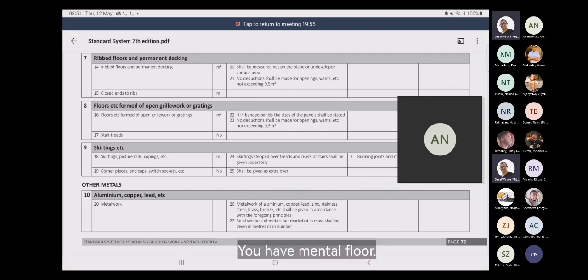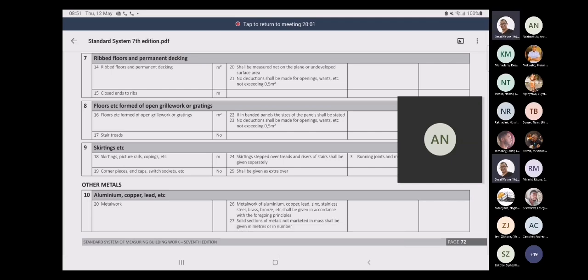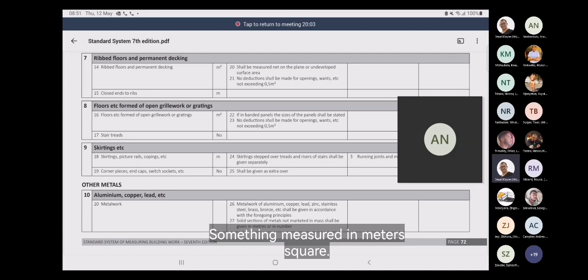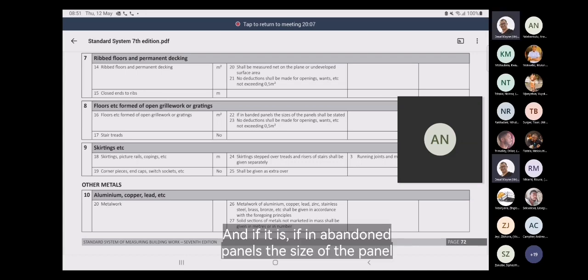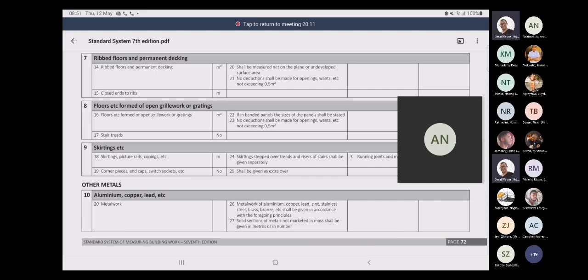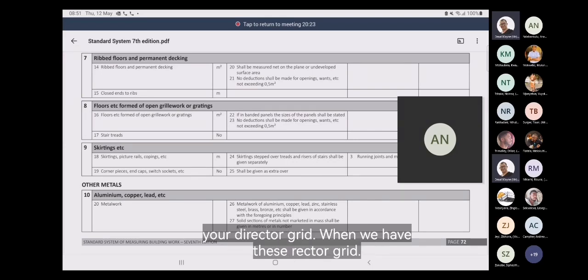You have metal floors that are formed of open grillwork or gratings, shall be measured in meters squared. And if in banded panels, the size of the panels shall be stated. Banded panels, if our floor would be in panels, sometimes not sure whether you know these gratings. The product specific that is called like your Rector grid.